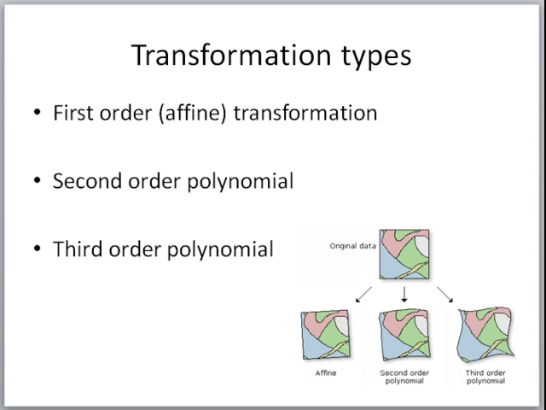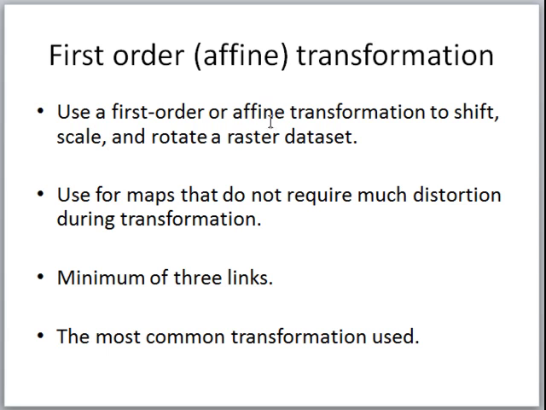There are several types of transformations you can perform. The first order, or affine transformation, simply takes a raster data set or a CAD data set, and what it does is it moves that data set to real world coordinates. It can rotate the raster data set, and it can scale the raster data set. Okay? These other two will not only move the raster data set, scale it, rotate it, but will warp it to make it fit an area. So again, that first order or affine transformation will shift, scale, rotate a raster data set. It's used for maps that don't require much distortion during the transformation. It requires a minimum of 3 links, and it's the most common type of transformation used.